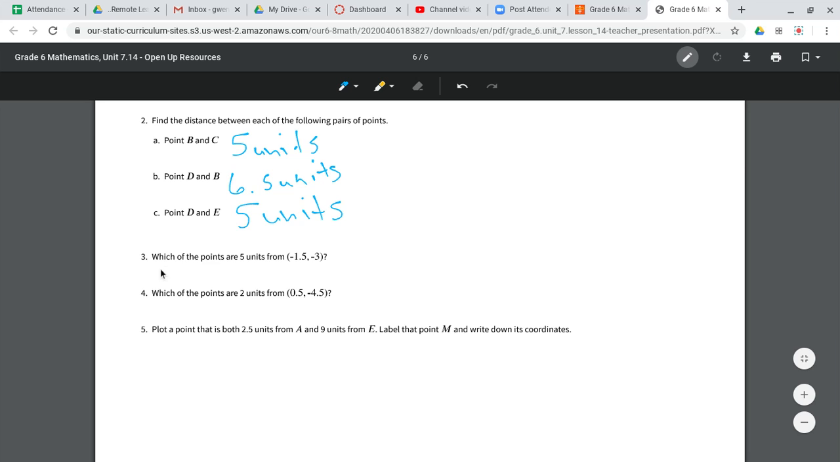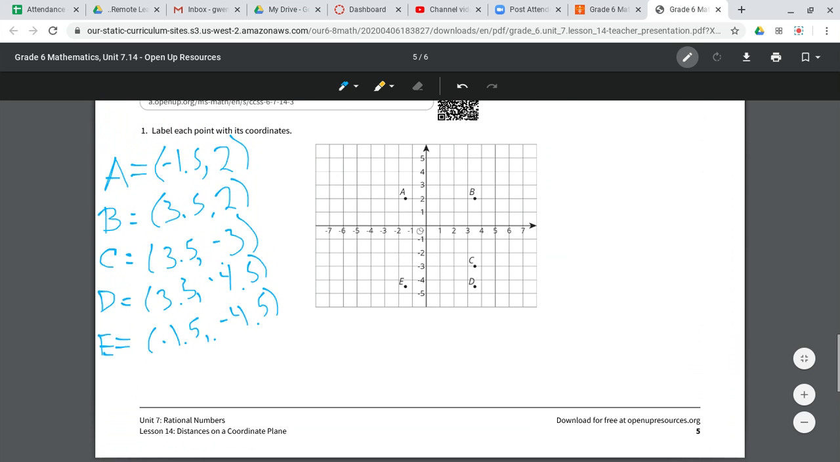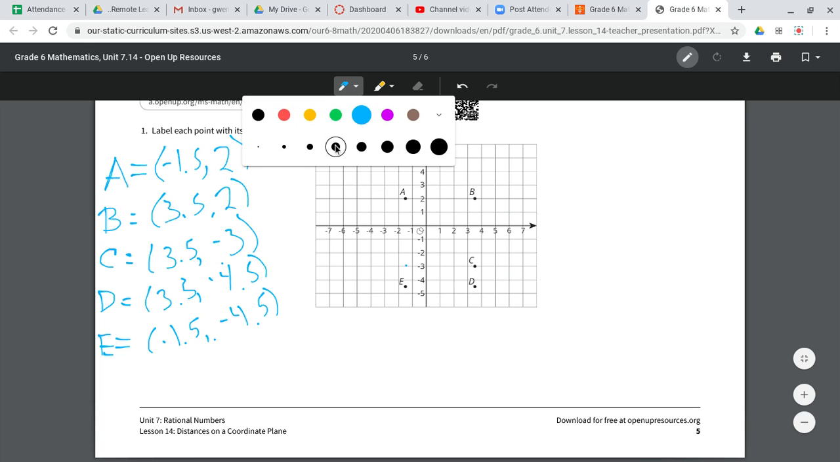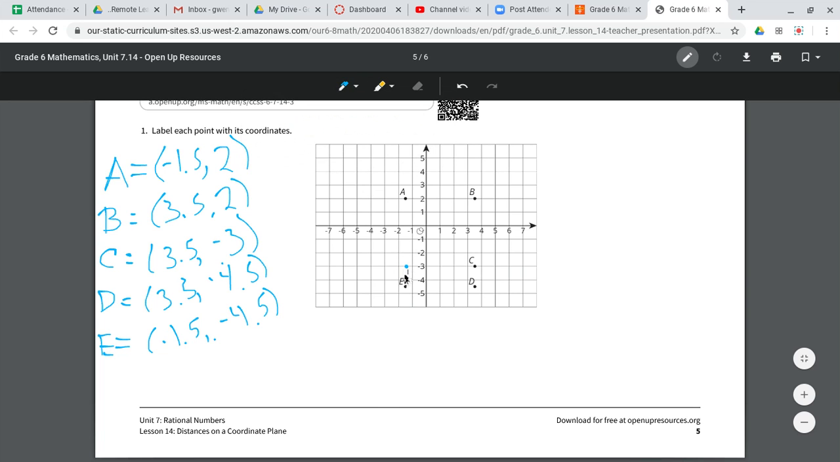All right. For number 3, which of the points are 5 units from the point -1.5, -3? So if we go up here, the point -1.5, -3 is this point right here. So we need to figure out, let me make that a little bigger for you guys to see, this point right here. So we need to figure out what is 5 units from that. So if we go up, 1, 2, 3, 4, 5.